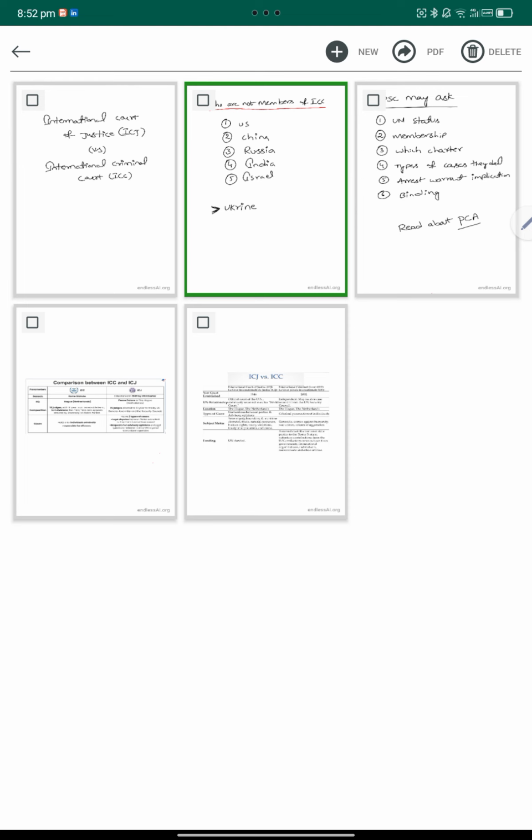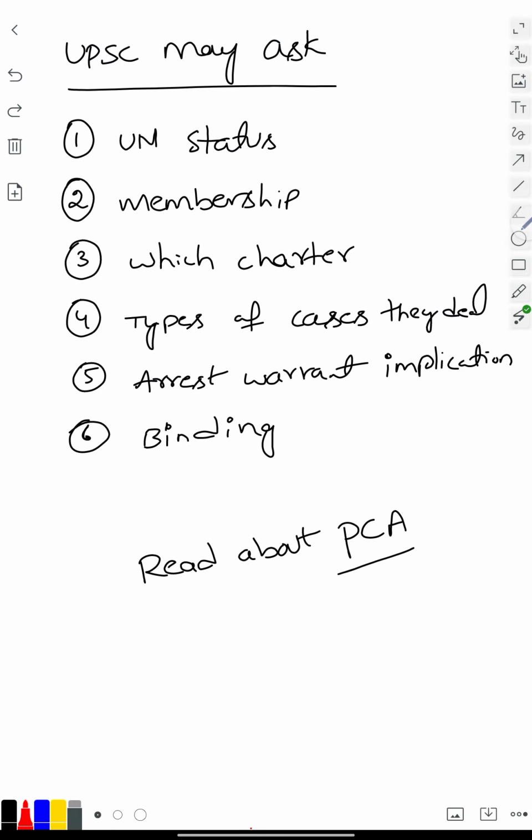Next, coming to how UPSC can ask a question from this topic. It can ask about United Nations status, whether ICC is a United Nations body, otherwise the International Court of Justice is a United Nations body. That UPSC may ask. And membership, which countries are part of ICC, which countries are not, as we discussed. And which charter, like the Rome Charter we have discussed. And the types of cases each court will deal with.